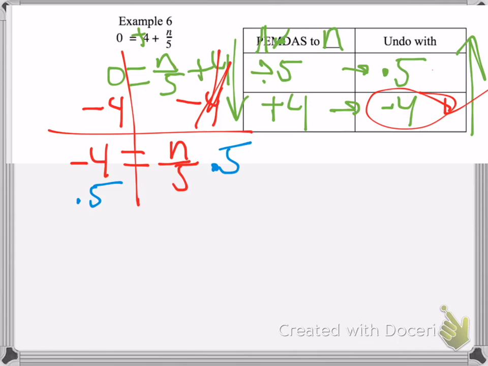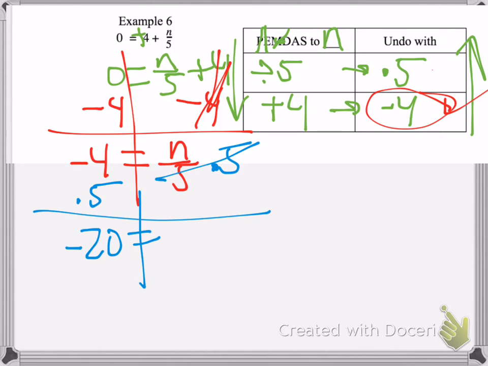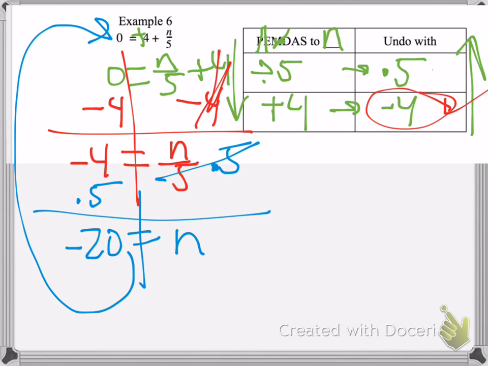Multiply by 5 over here. So we get negative 4 times 5 is negative 20. Dividing by 5 and multiplying by 5 cancel each other out. That's 1. And we get n. N equals negative 20. Put this back in for n and double check it.